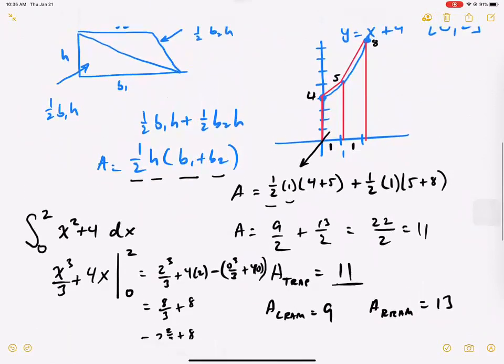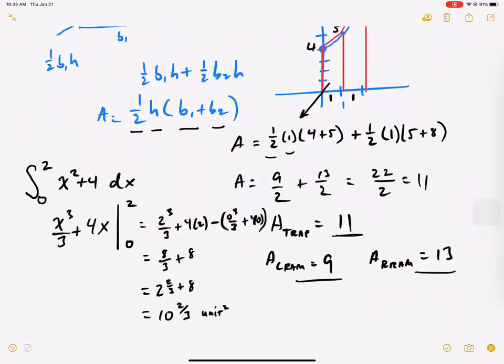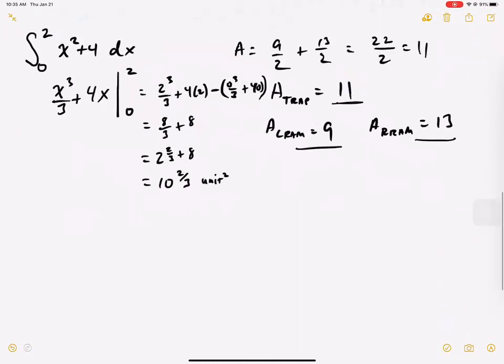Okay, now the trapezoid approximation is going to be better, but you can see it took us a lot more work. We were able to do left and right in literal seconds versus like the minute and a half it took us to do the trapezoid. So more accuracy takes us more work, and that's everything in life. More accuracy, more work.